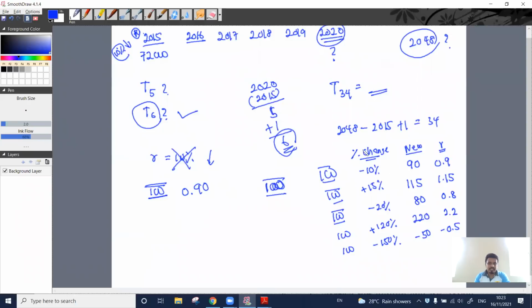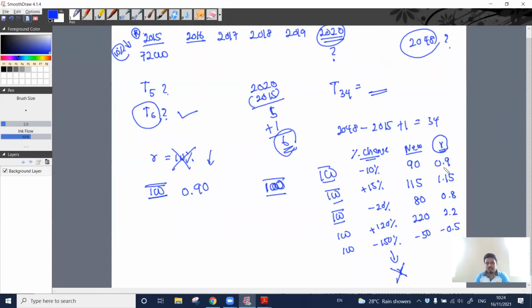This percentage change. Some students consider this as the common ratio. That is wrong. This is the percentage change. මේ ප්‍රතිශතාත්මක වෙනස විතරයි. ප්‍රතිශතාත්මක වෙනස අපේ common ratio එක නෙවෙයි. Common ratio එක වෙනස්. Right? 10% here, 10% decrease. That is the percentage change.